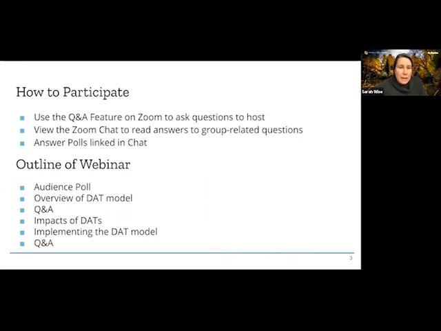What we'll be doing today after the poll is going through an overview of the DAT model, followed by a review of some of the Q&A that come in on Zoom. And then we will talk about impacts that DATs have had at the University of Colorado Boulder and CSU. And then some recommendations for implementing the DAT model, including some information about new resources that we are providing. And then lastly, we have a section at the end also devoted to your Q&A.